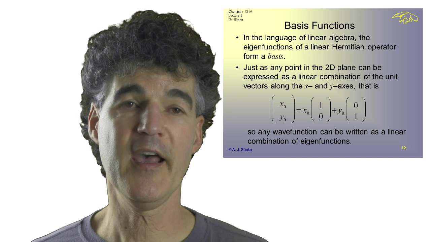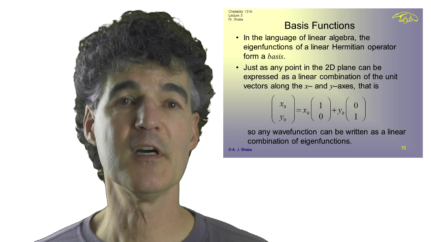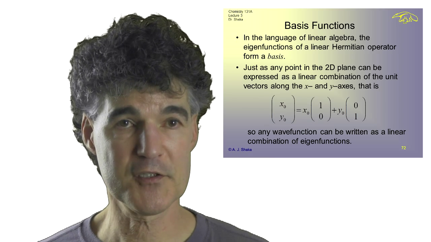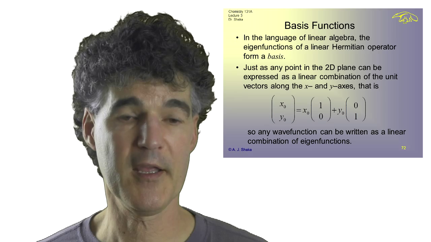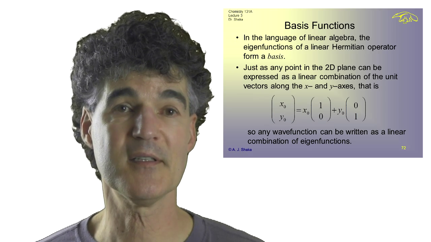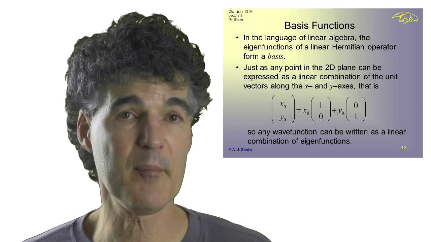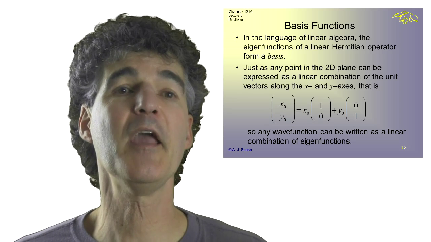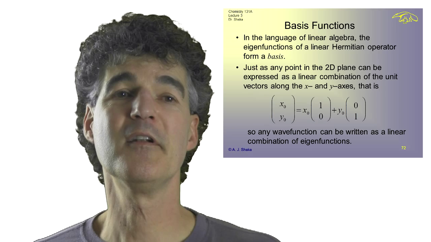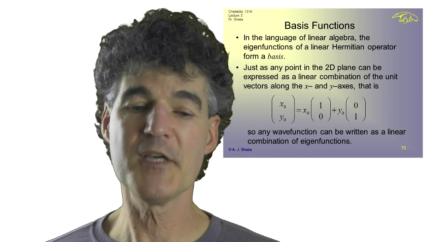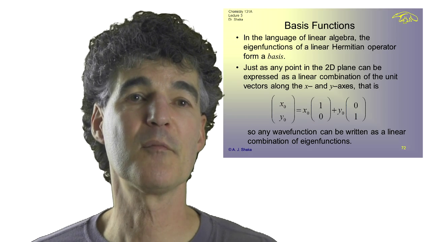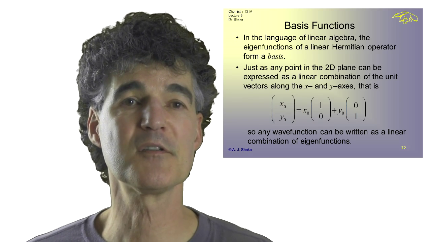And just like that, we can write any wave function as a linear combination of eigenfunctions of a Hermitian operator. They form a basis. No function can escape, and that's important, because if some functions could escape, that would mean there were certain values where we couldn't measure anything, and that would be very bad, because what would happen to the probability? Particles would be disappearing then.